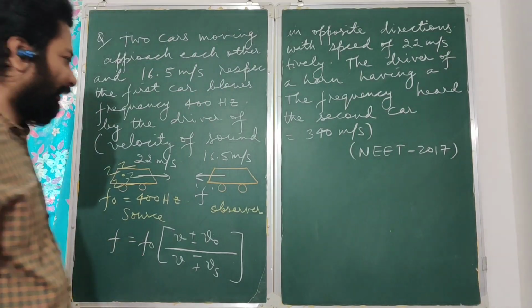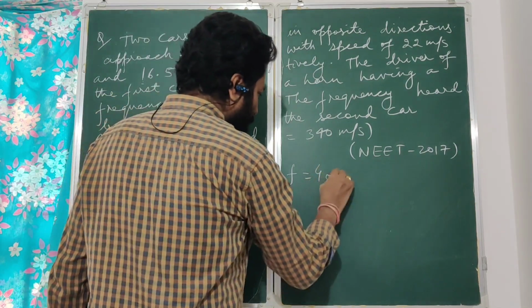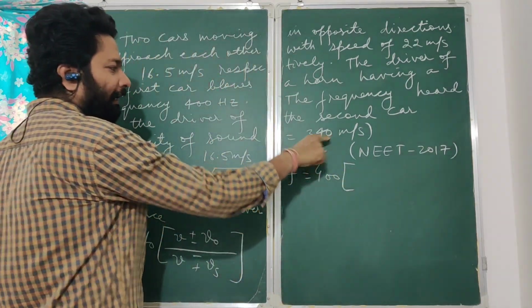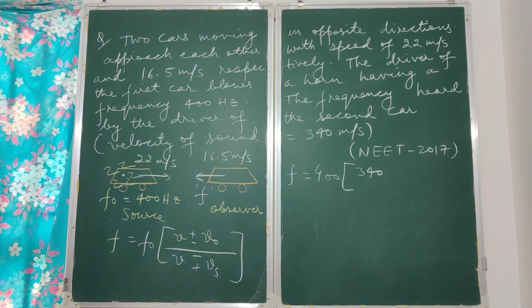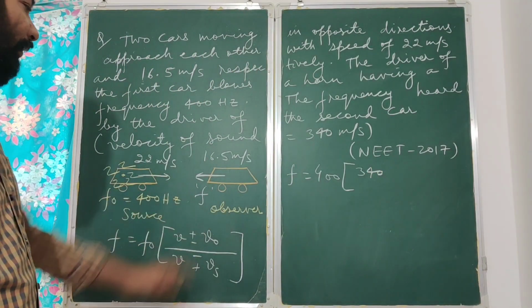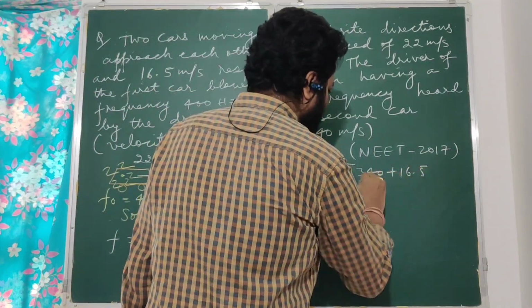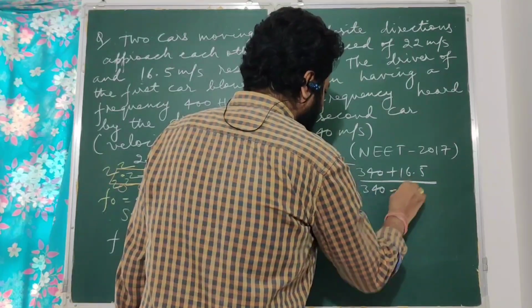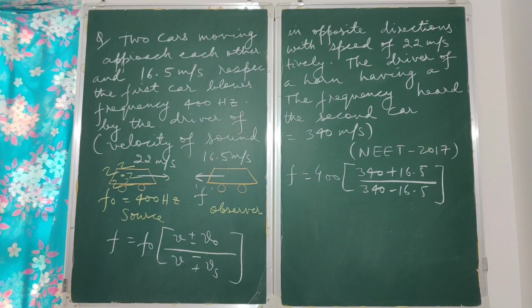So let us put the values. Velocity of sound in air is given as 340 plus V naught, observer, so plus 16.5, and in the denominator 340 minus 16.5. So now you have to solve this and you will get the answer. So solve that and tell me what is the answer you are getting.